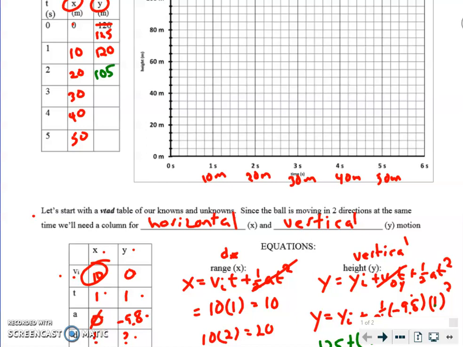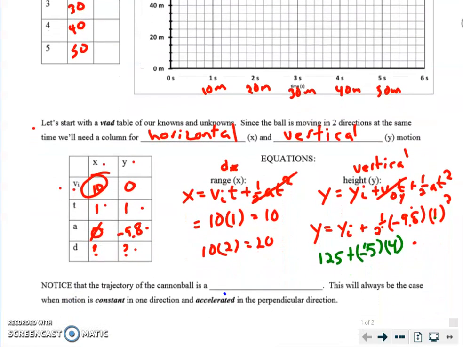If I do it for 3 seconds, you can take my word on it. I would just put a 3 into here, do the exact same thing I've done before. 3 squared is 9, 9 times 10 is 90, half of 90 is 45, it's negative, so it's 125 minus 45 gives me 80. Okay, after 4 seconds, 4 squared is 16, 16 times 10 is 160, times a half is 80, make it negative 80, 125 minus 80 is 45. I hope you understand where that negative is coming from because of the negative 9.8. And then after 5 seconds, 5 squared is 25, times 10 is 250, half of 250 is 125, make it negative, 125 minus 125 is 0. In other words, we hit the ground exactly at 5 seconds.